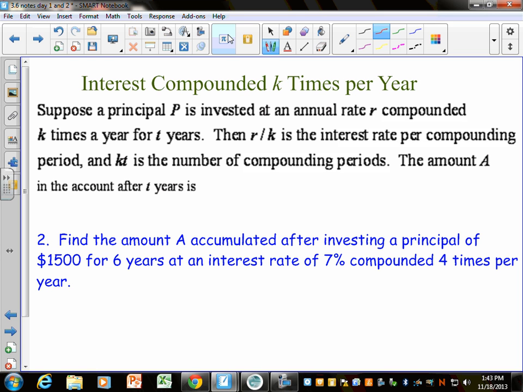So what if it's compounded more than just once a year? Then we have a different formula. This formula works even if it's once a year because you can just plug in 1 for K. Again, all this little stuff is just telling you what it is. But the same idea, the amount.